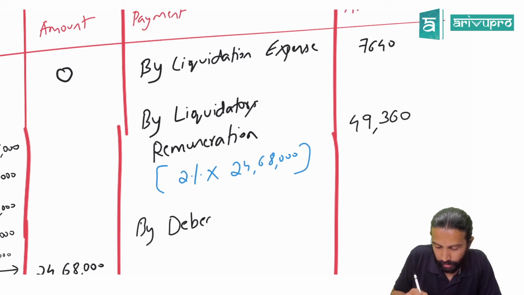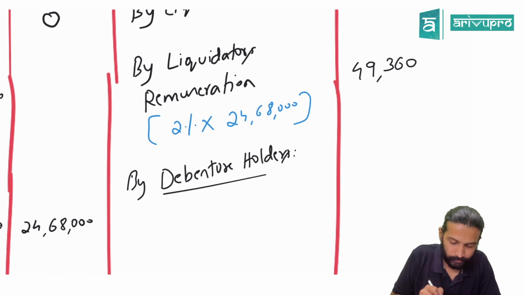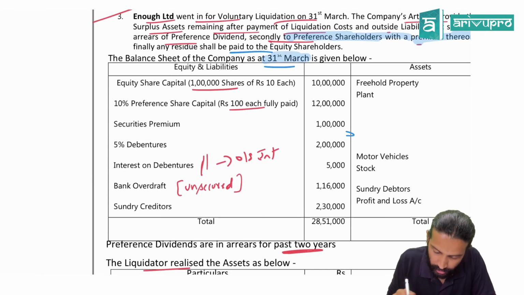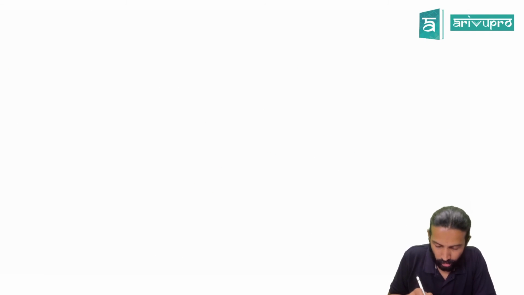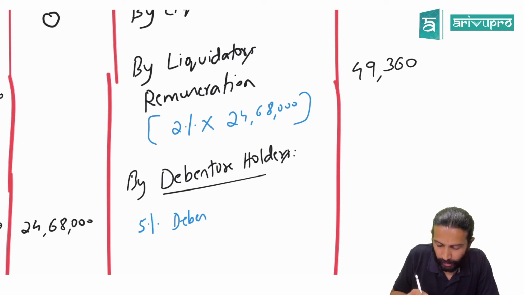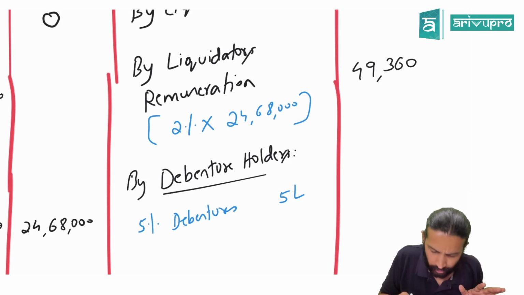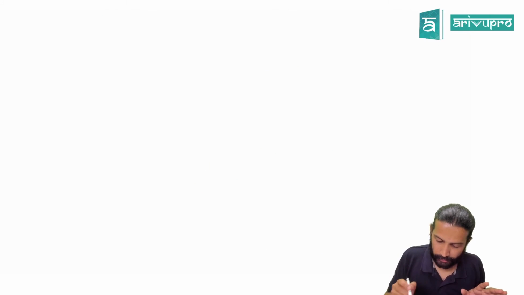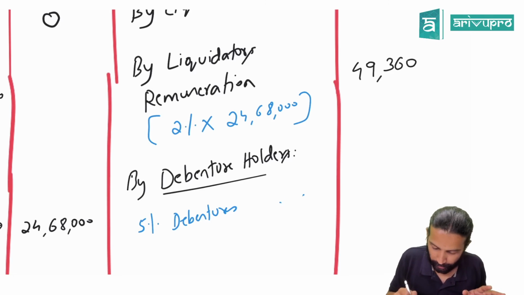Debenture holders. So you will write by debenture holders. What and all you need to pay to the debenture holders? One, you need to pay debentures. What sort of debentures are these? 5% debentures. Or you can just write debentures or you can write 5% debentures. Doesn't matter. 5% debentures, how much you need to pay them, sir? 2 lakh or 5 lakh? I saw 5 lakh or 2. Oh, okay. One minute. My bad. Probably I need a break. Debentures ka value is 2 lakh.